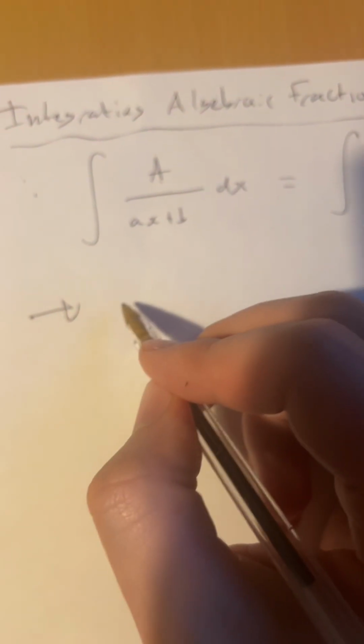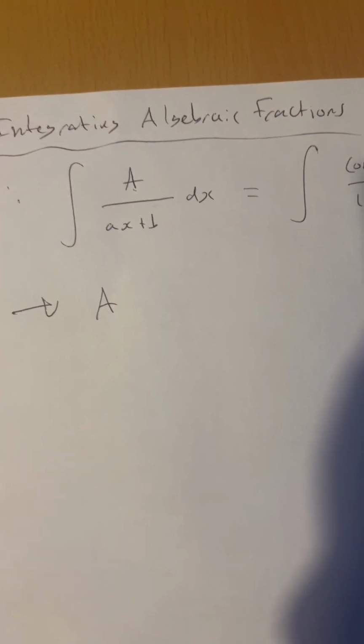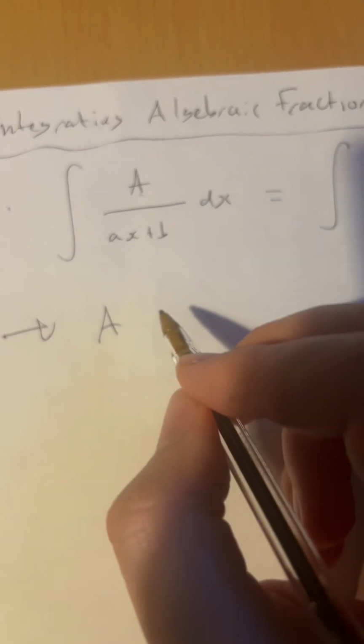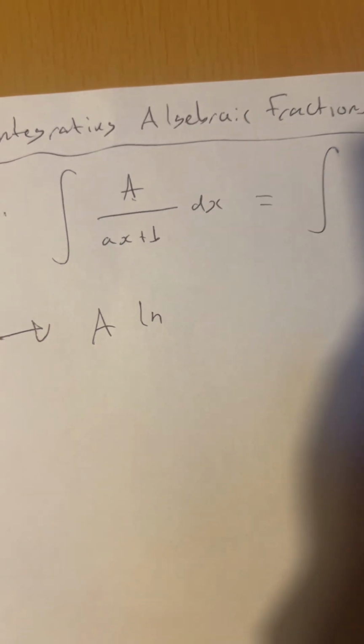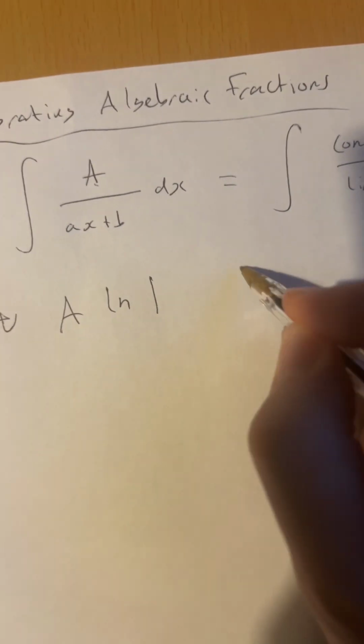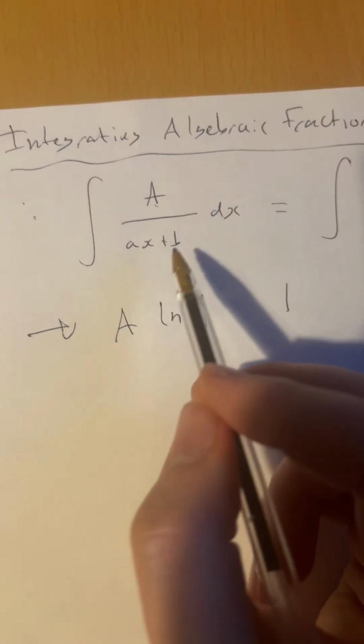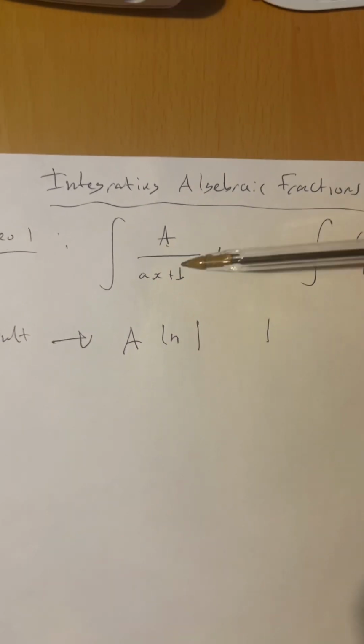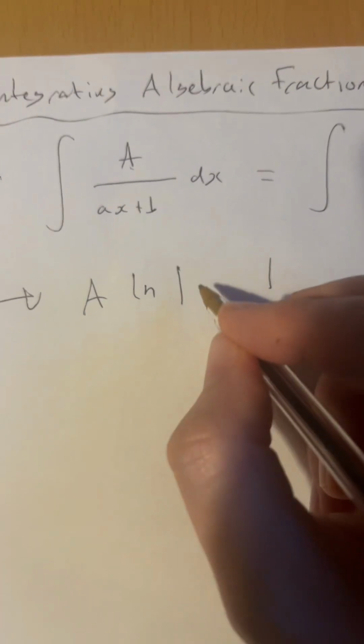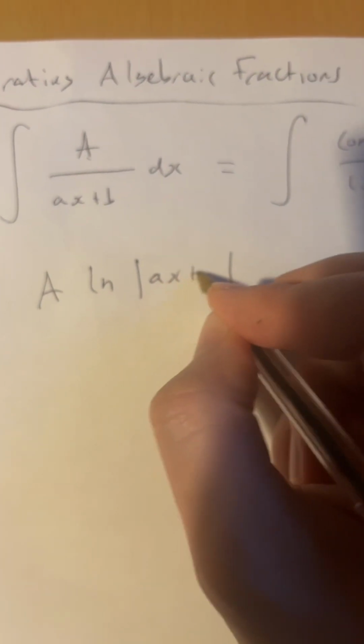You've got this constant a, that constant a needs to remain there because that's just a constant multiplier. What you're then going to do is write down ln, and then write down modulus signs like this. And then the denominator of this algebraic fraction goes inside the modulus signs, so ax plus b.